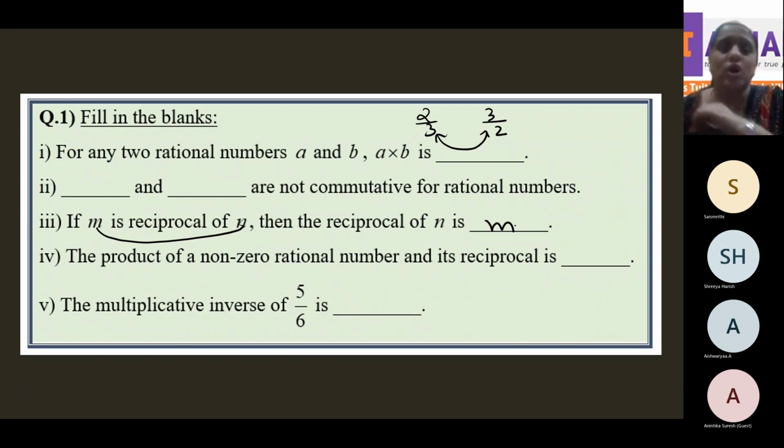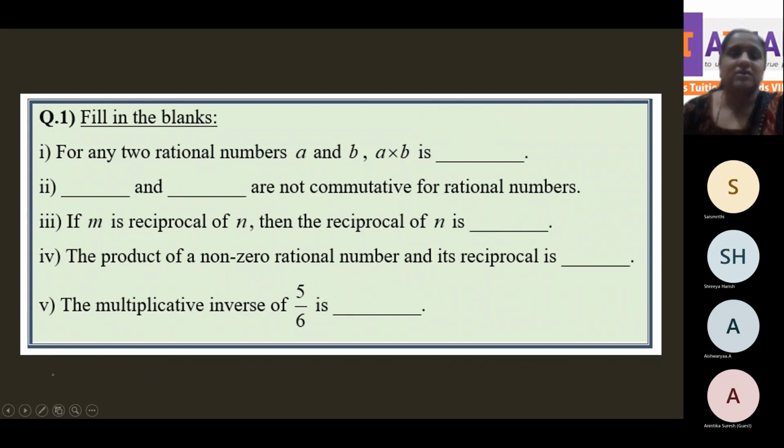The product of a non-zero rational number and its reciprocal is 1. The product of a number and its reciprocal is always 1. When they say non-zero, that means not 0, except 0. So the product of a rational number, which is not 0, and its reciprocal is 1.